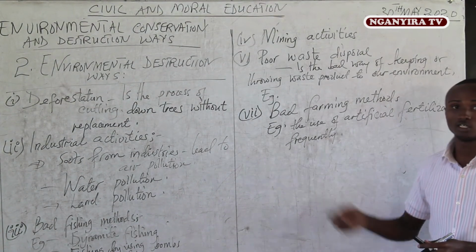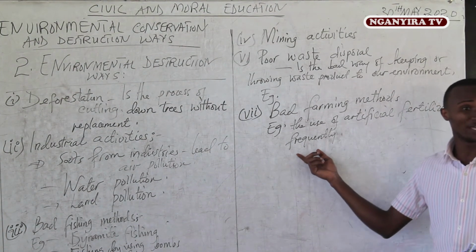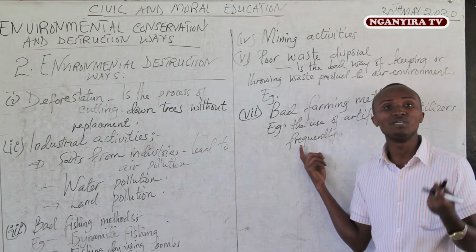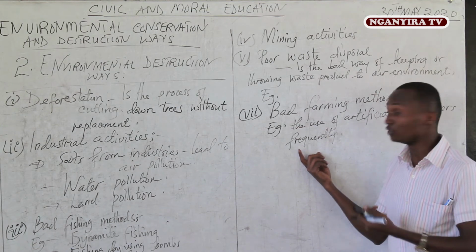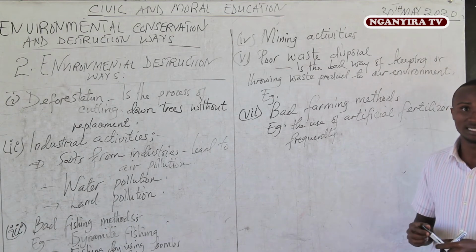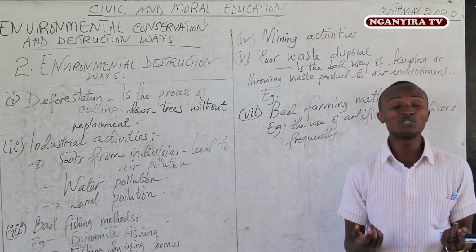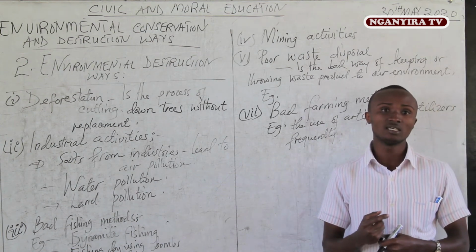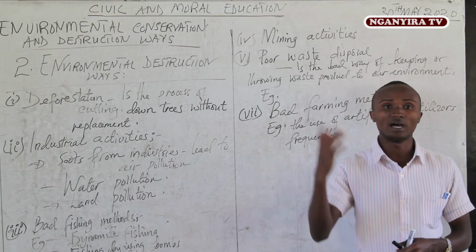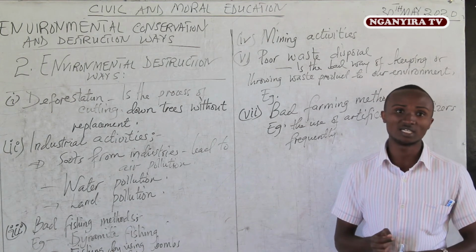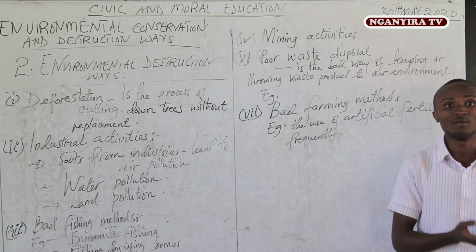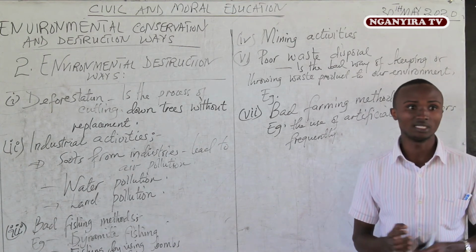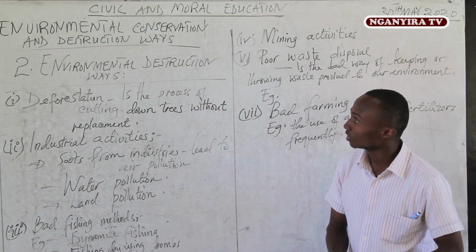leads to the destruction of the land. Because when you continue using these artificial fertilizers, there will come a time when your farm cannot be productive. It will no longer produce more crops in that area. So we are advising those who are using artificial fertilizers, it is better to use manure fertilizers, those which come from our animals and other ways of getting manure, in order to protect the fertility of our farms and lands. So this also can destroy the land and our environment.